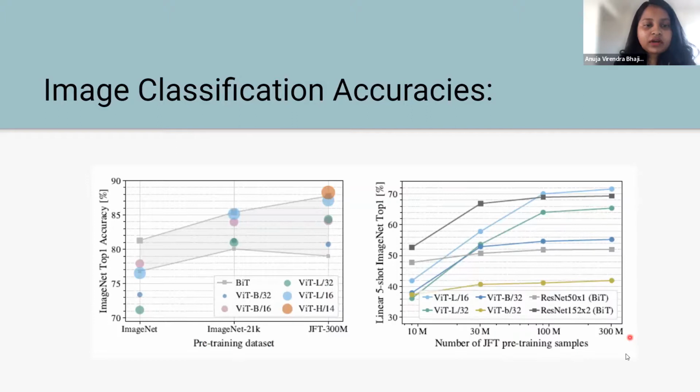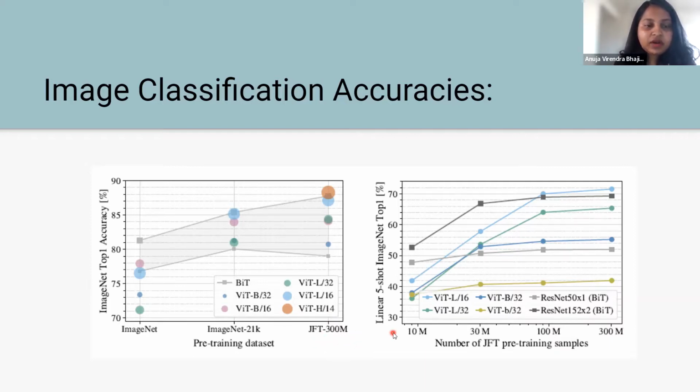So here in the first image, we compare various ViT architectures with the ResNet for different pre-training datasets. As observed here, ViT model variants trained on larger datasets perform better than the BiT model. The BiT model here is represented by the gray dot, and the rest are the ViT variants. A BiT is nothing but a ResNet model, by the way. And the highest accuracy, as we can see, is obtained by the ViT huge model with patch size 14 when pre-trained on JFT 300 million images. That is the huge dataset.